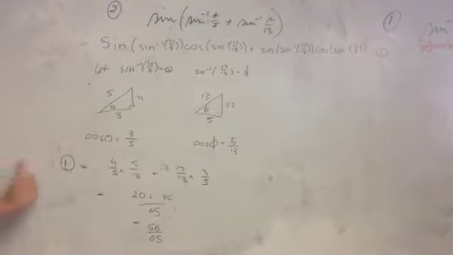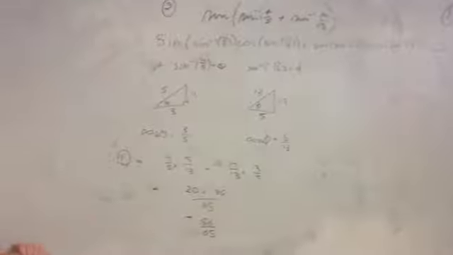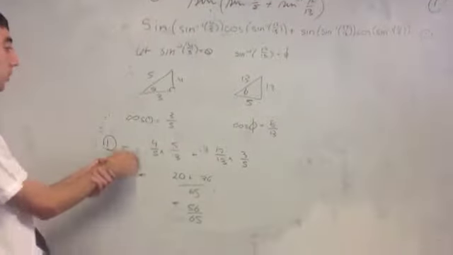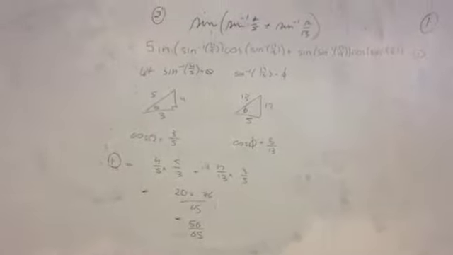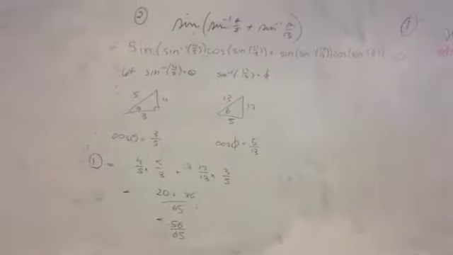Then you just bring all those values back into the original equation, so you get 4 over 5 times 5 over 13. Yeah, that's correct. So you would get 4 marks on this.